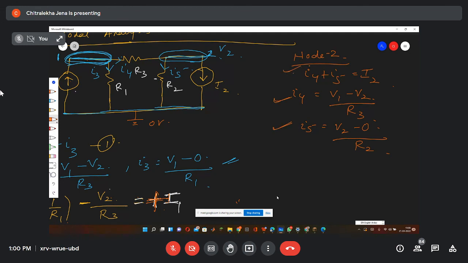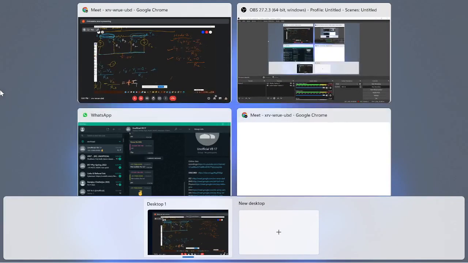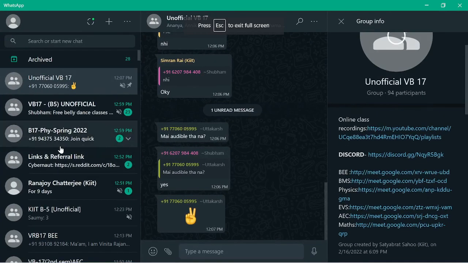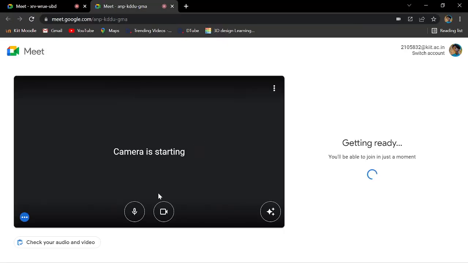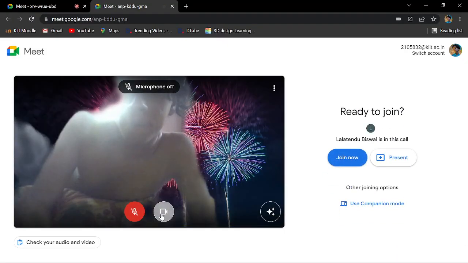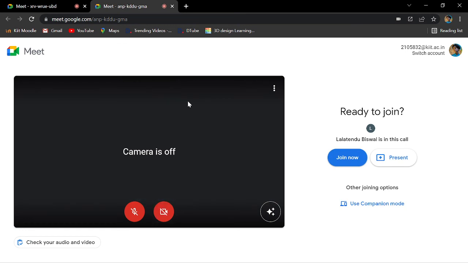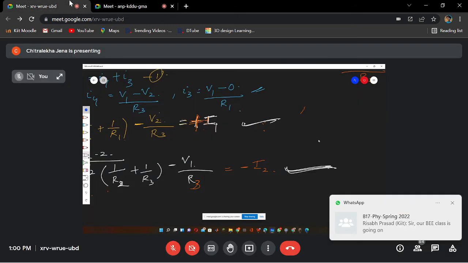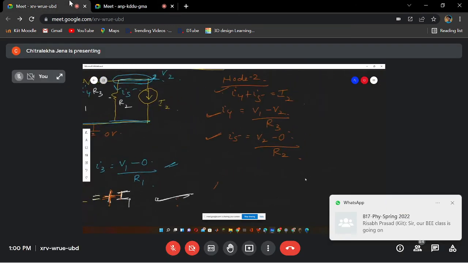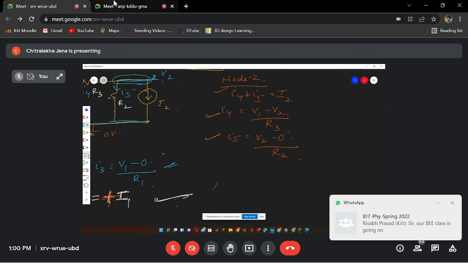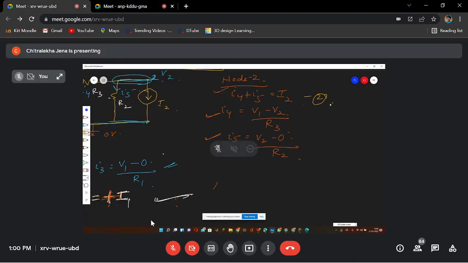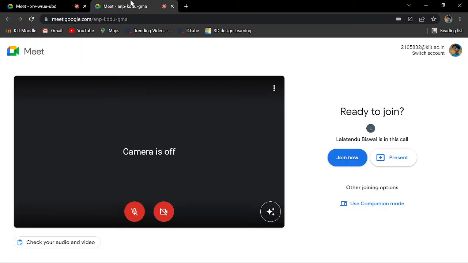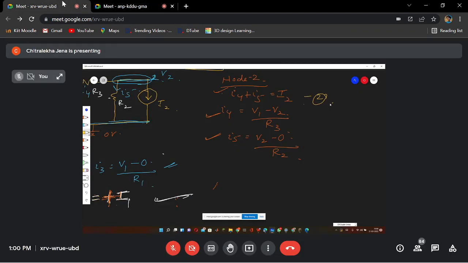You substitute all the values here. I am using the shortcut method here. You check whether you are getting the same equation or not. Clear? This equation and this equation, you will put all those values in equation 1 and equation 2 and check whether you are getting the same equation or not. Am I clear to all of you or not? Yes, ma'am. Did it seem difficult? No, ma'am.